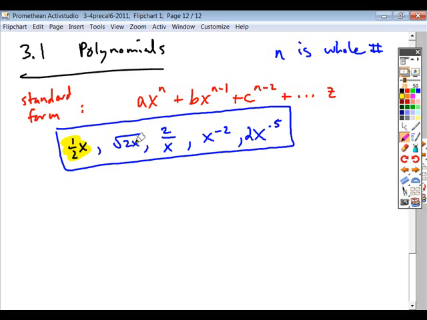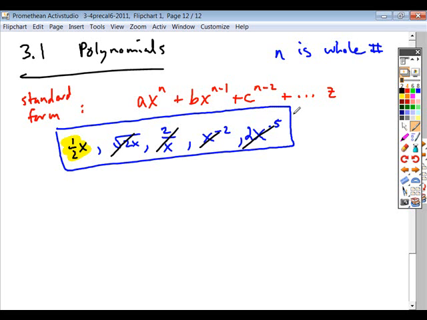What about the second one? The square root is a power of what? Square root means x is taken to the power of 1/2. So is that a whole number? No. So that's not going to be a polynomial. What about 2 over x? Here x is to what power? -1. So that's not a whole number. What about x to the -2? Not a whole number. And x to the 0.5? Not a whole number. So the only one that fits that would be the very first example.